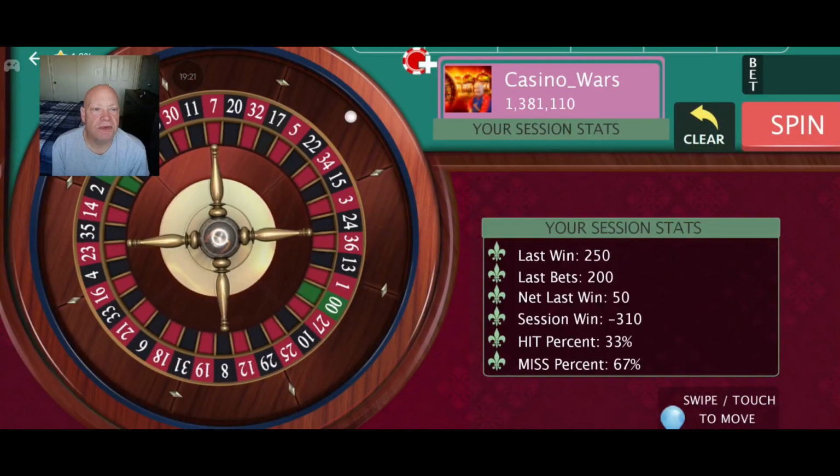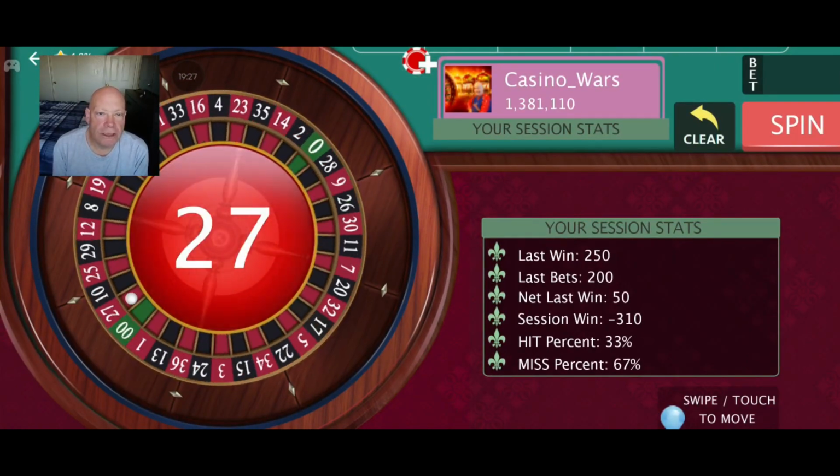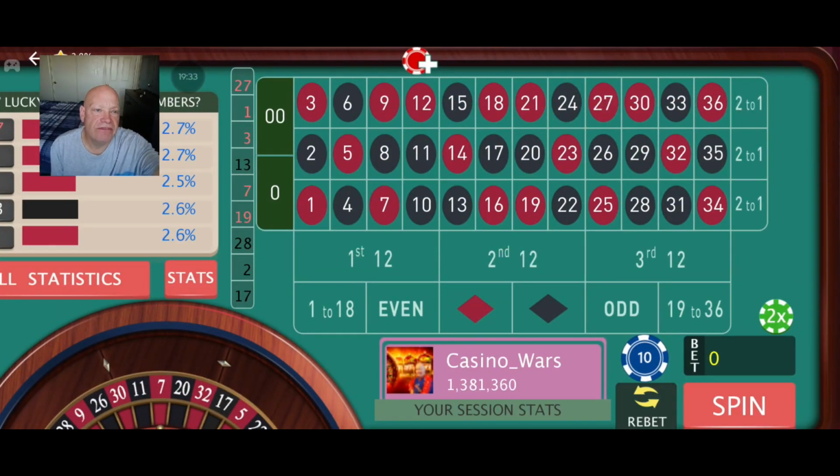Okay, rebet and spin. Maybe we can get out of this, but it's really taking our bankroll here today. That's 27 red. That's a good one. That's a 50. Oh, it's only 50 because it didn't hit the first or second 12, which kind of stinks. Okay, but that's all right.